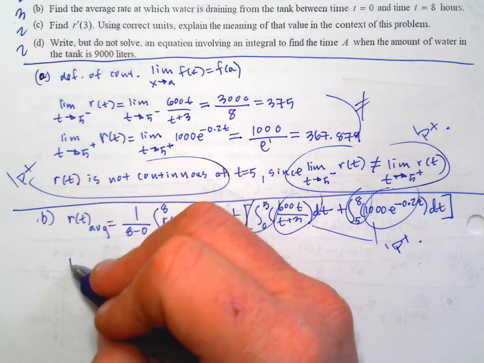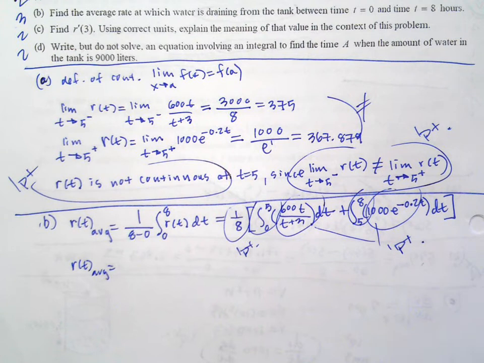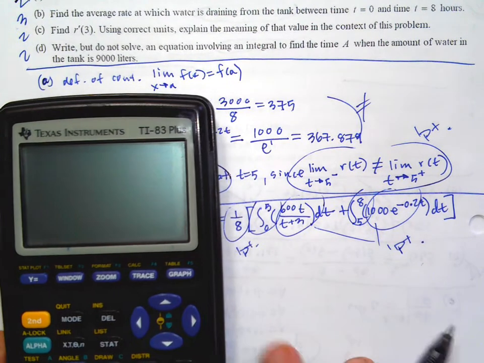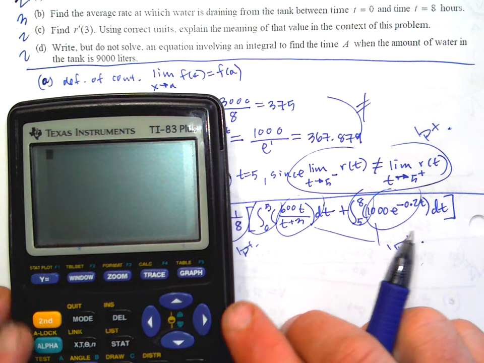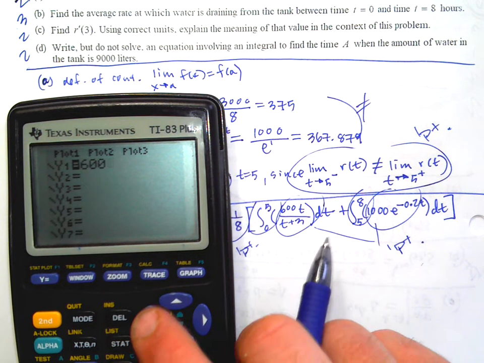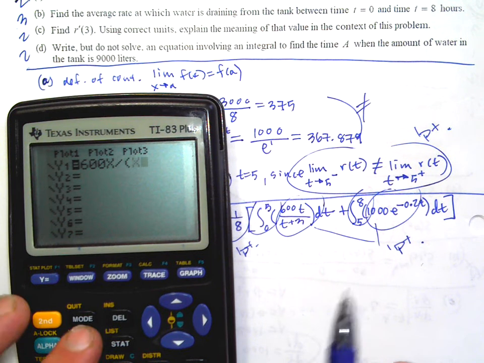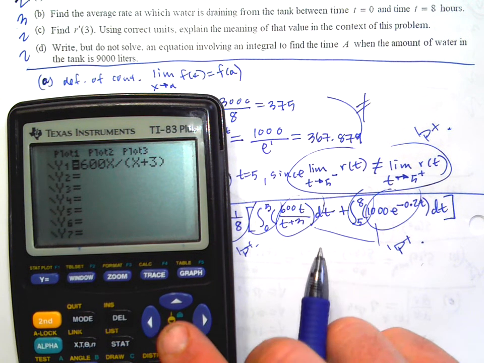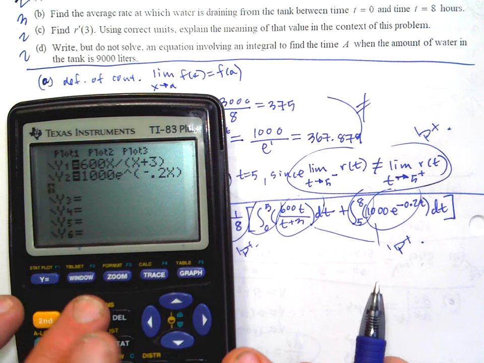So we're just going to do all this work on our calculator. I don't know if we're going to be doing other calculations with this, so I don't know if we need to maybe put these in our... We could do it. We could do 600x divided by parentheses for sure, x plus 3. And the next one is 1,000 e to the negative 0.2x. I don't know, just put them in here to make it quicker.